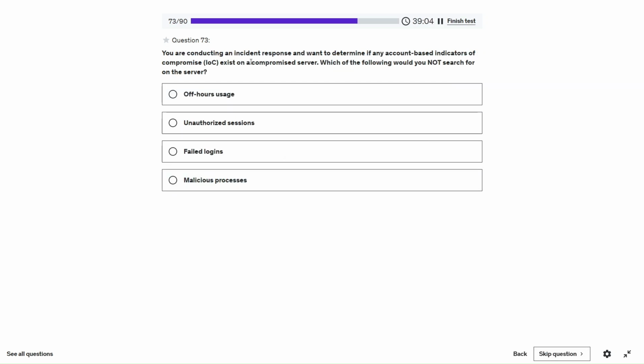You are conducting an incident response and want to determine if any account based IOC exists on a compromised server. Which of the following would you not search for on the server?